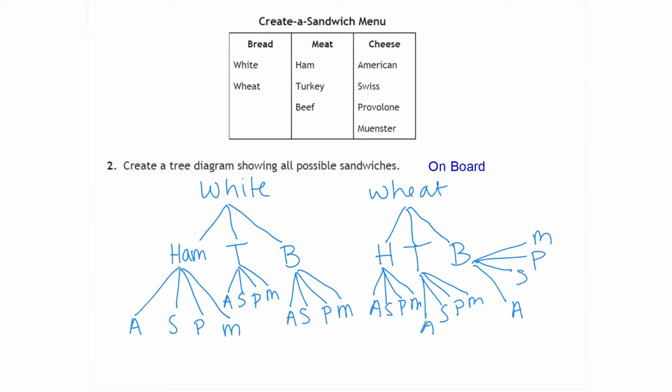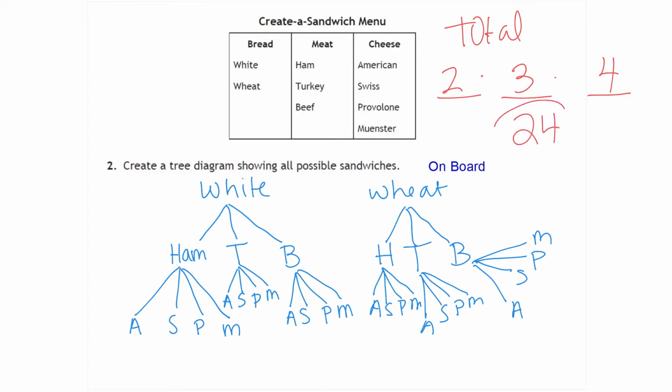All right, so this would be an example of a tree diagram. Notice that, like what we covered in the last unit, you can find out the total number of options by multiplying how much you have of each topping. So we have 2 pieces of bread, 3 types of meat, and 4 types of cheese. That's going to give us a total number of options of 2 times 3, which is 6, times 4, so a total of 24 options.